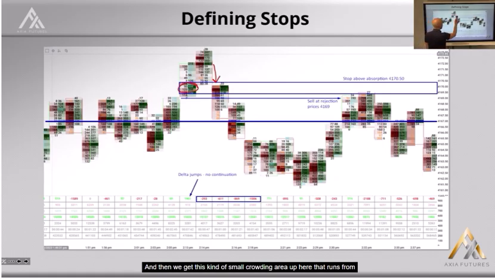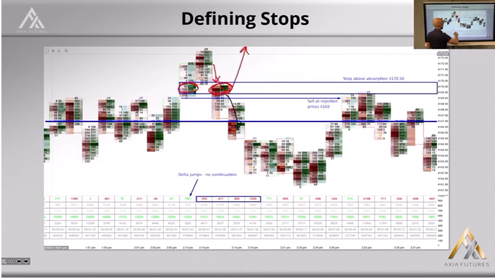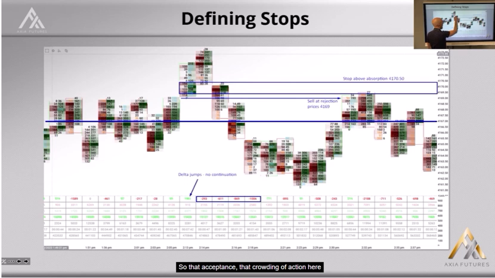And then we get this kind of small crowding area up here. That runs from 69.5 to 70 and a quarter. So this is the area where the turn comes from. Either at this point when this is forming, and we know what happens afterwards, but initially when this forms, this could be the beginning of this leg or this leg. So that acceptance, that crowding of action here, is what then tells you about the importance of that area.